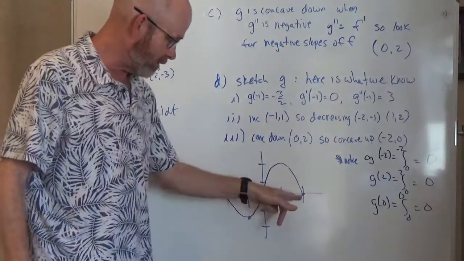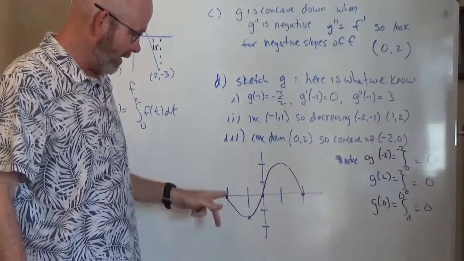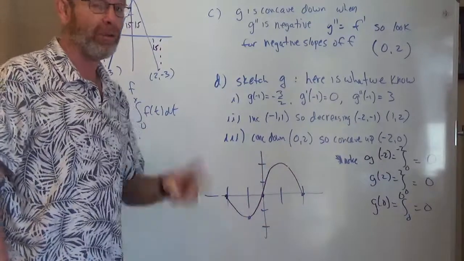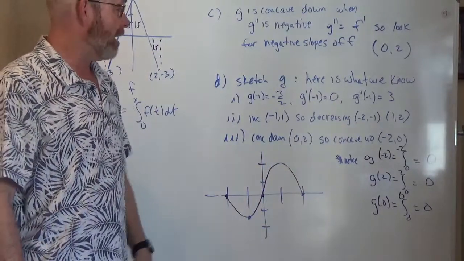0 here, 0 here, 0 here, concave up, concave down. Decreasing, increasing, decreasing gives you that picture. 2 points for the picture. 9 points overall.